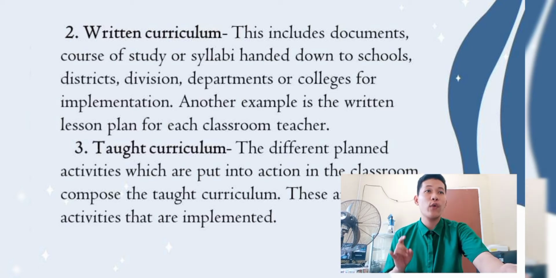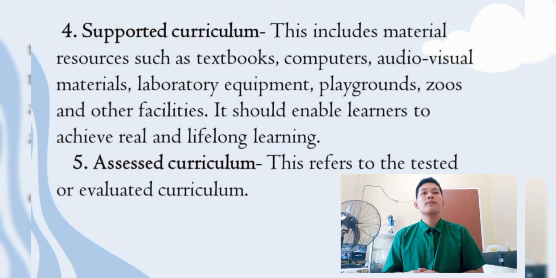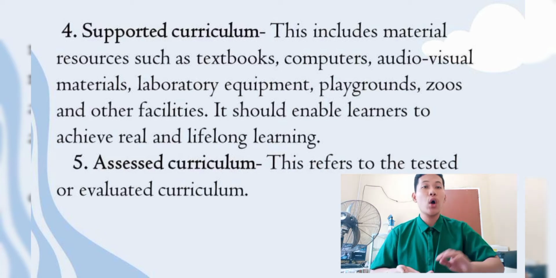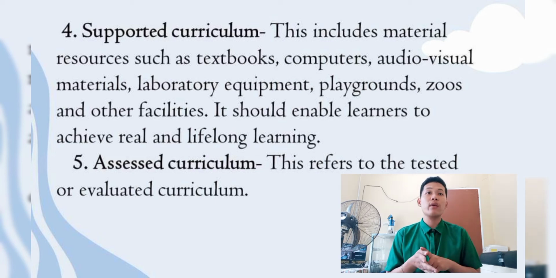So the fourth curriculum is supported curriculum. This includes material resources such as textbooks, computers, audiovisual materials, laboratory equipment, playgrounds, zoos, and other facilities. So it should enable learners to become real lifelong learners. So supported curriculum, materials, resources, namely textbooks, computers, audiovisual materials, laboratory equipment, playgrounds, zoos, and any other activities that constitute lifelong learning for the students. So this will be endured by them for their entire life.